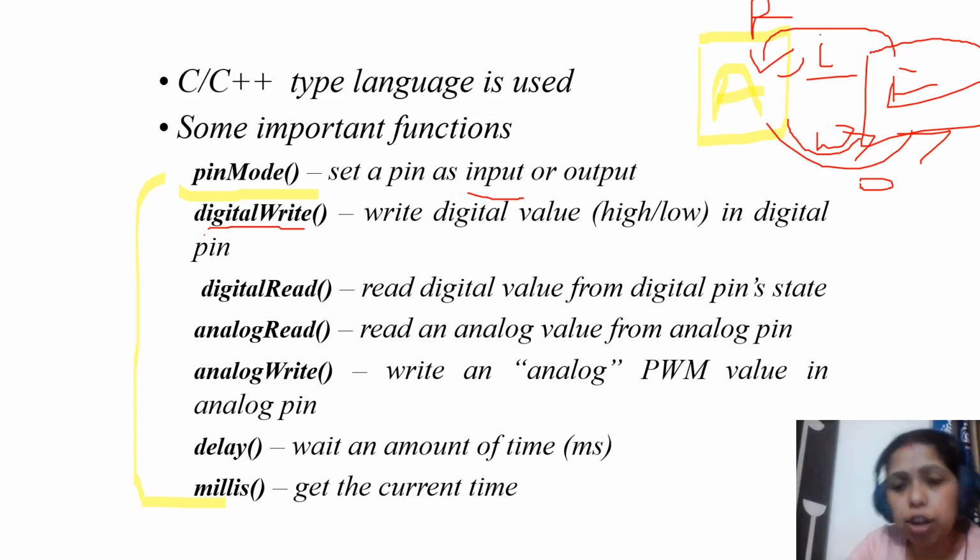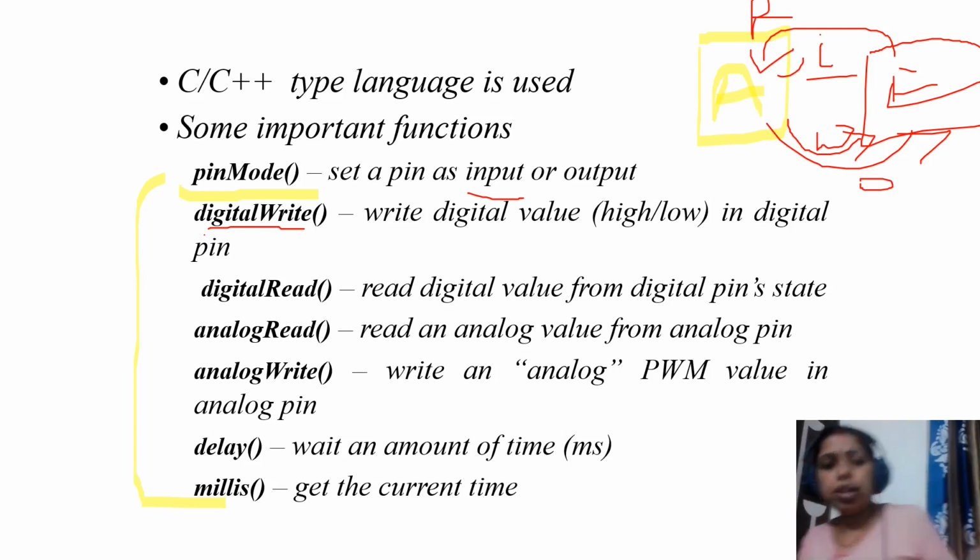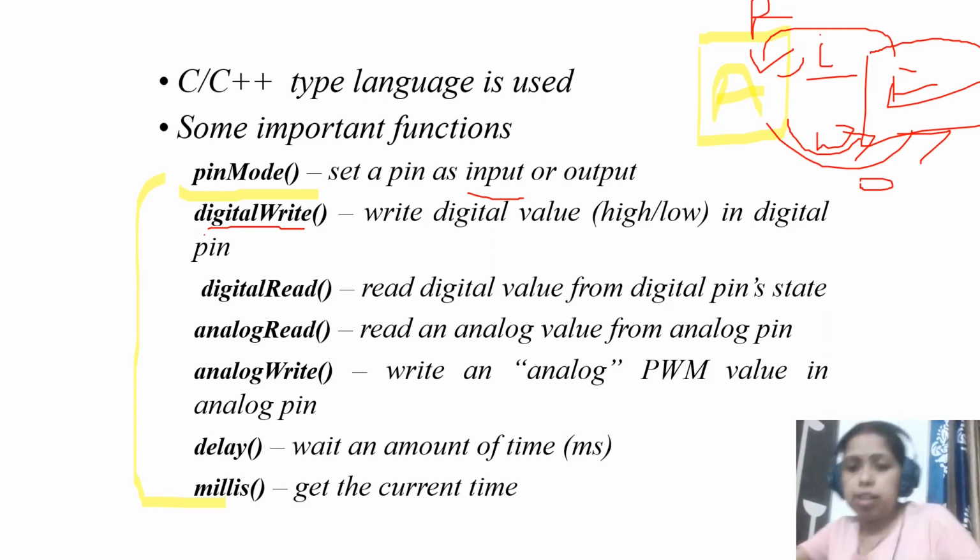In the coming lecture I will show digitalRead. Digital read means data is coming from the external device to the Arduino, which is the read phenomenon. You use the digital pin for collecting data from the external device to the Arduino. Whatever data you collect from the external device should be in digital form. That's why you have to use digitalRead.